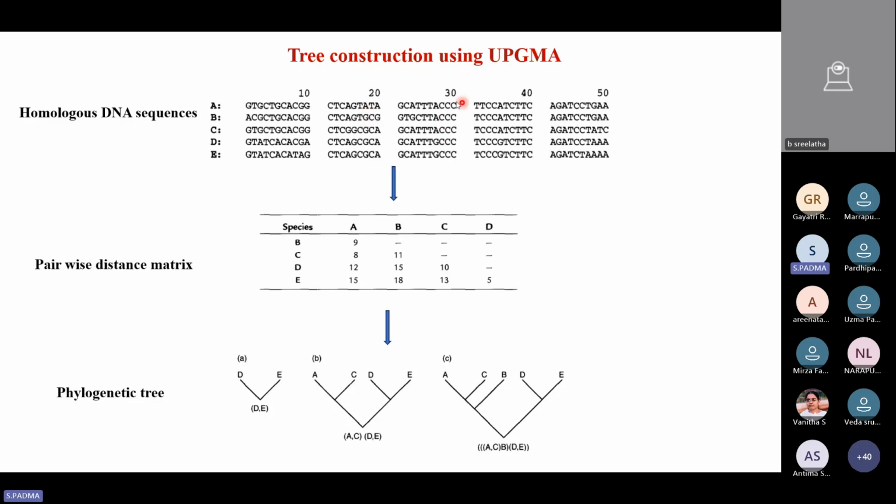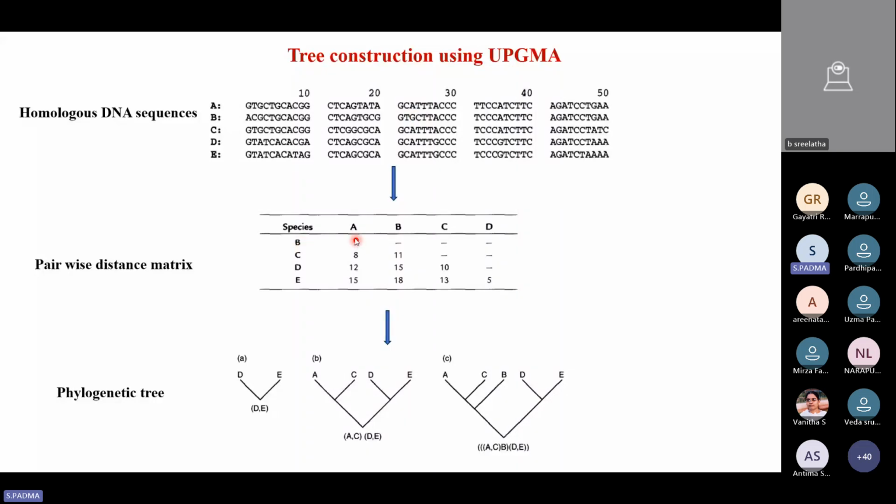And if you see the next set of 10 nucleotides, these are all similar. This next set of 10 are similar. This next set of 10 are similar. Where is the difference? You can see one difference here, A to G, and the remaining differences are here, G to A, T to C. And here also you can see A to G, one difference. So between A and B, the number of differences is 9.